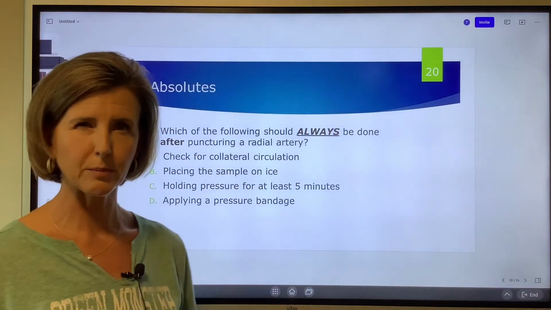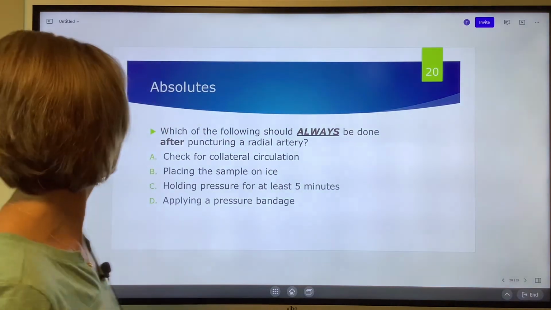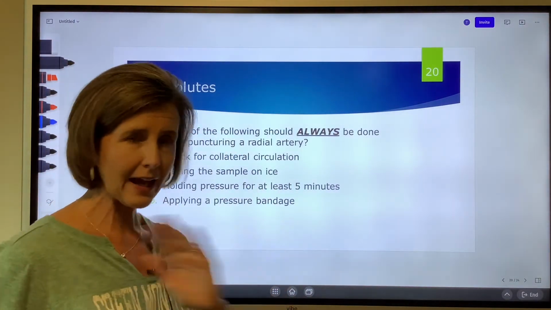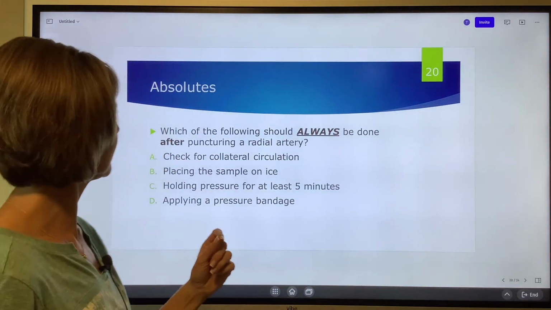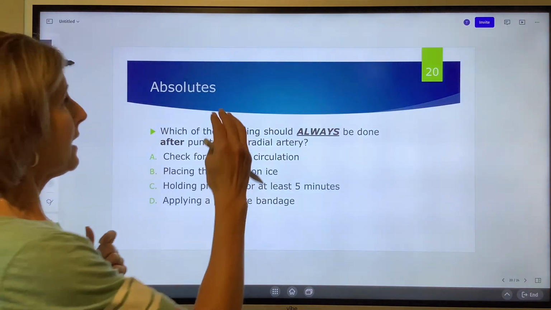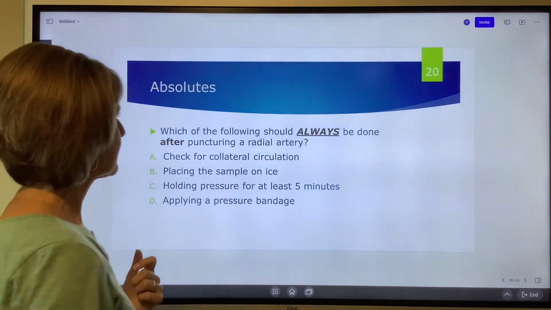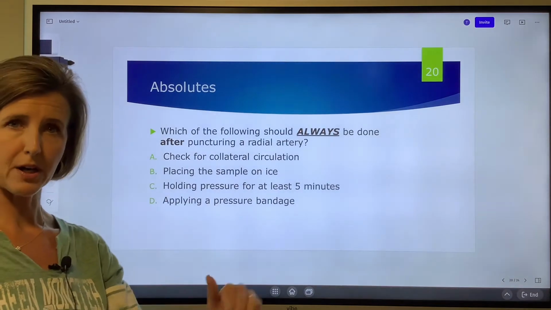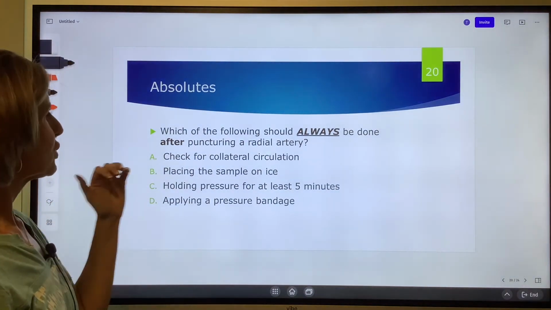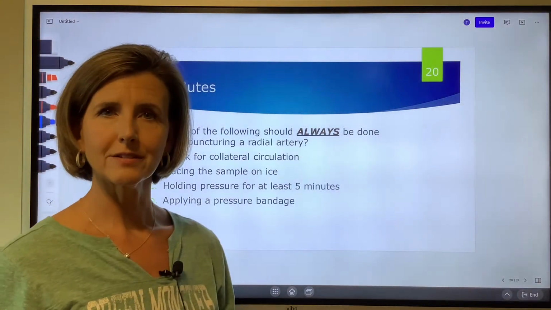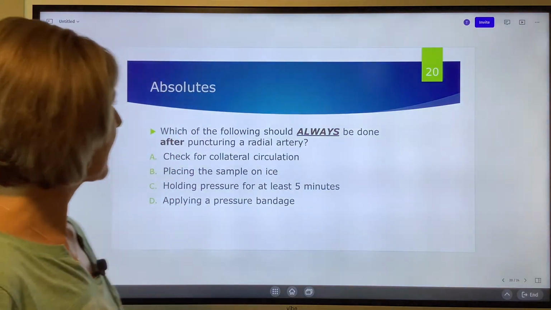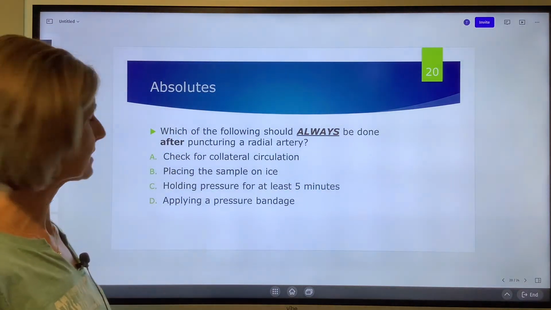Absolutes. Remember, those words are always and never. Which of the following should always, in every single case, always be done after? Oop, I got a little sequencing in here also, okay? And absolutely always has to be done after puncturing the radial artery. All right? So, check for collateral circulation. Yeah, that needs to be done, but that's before the puncture, and we're looking for after, so the sequence matters.